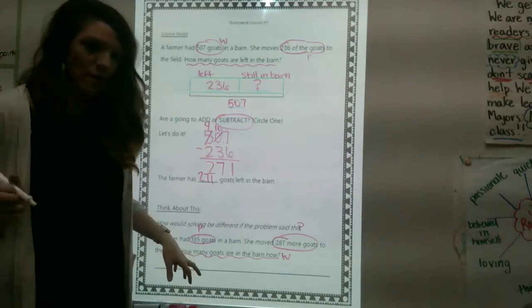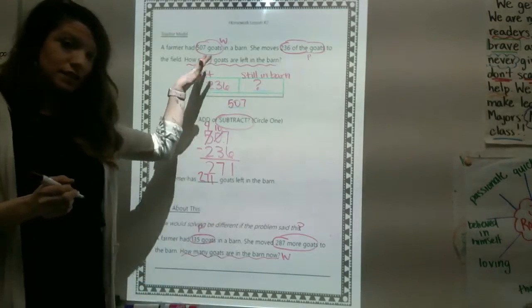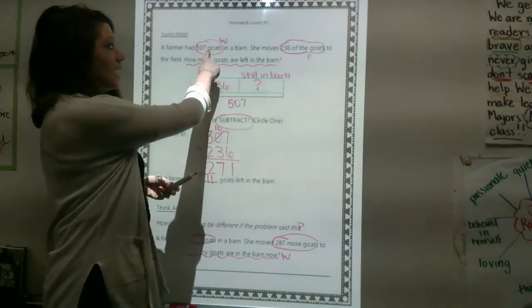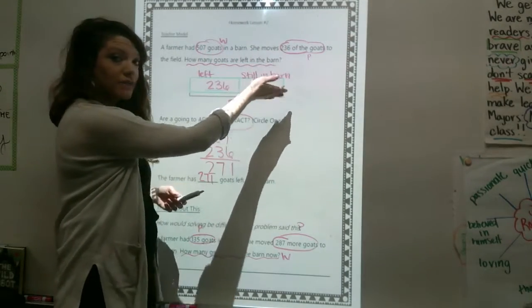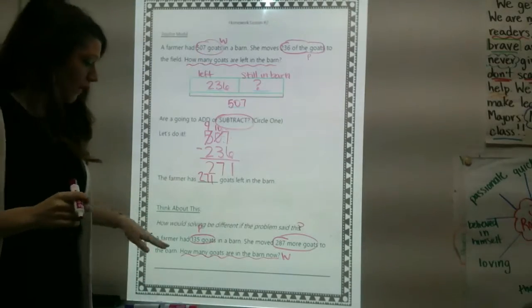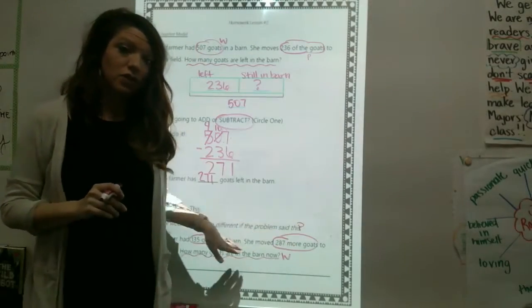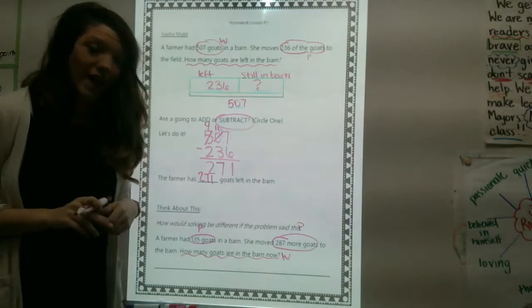So we don't have to solve that one, but I just want you to think about the differences between these two problems. Here, we get a whole and a part, so we have to subtract. We start out with the whole. Here, the problem gives us the two parts, and we have to put them together and add.